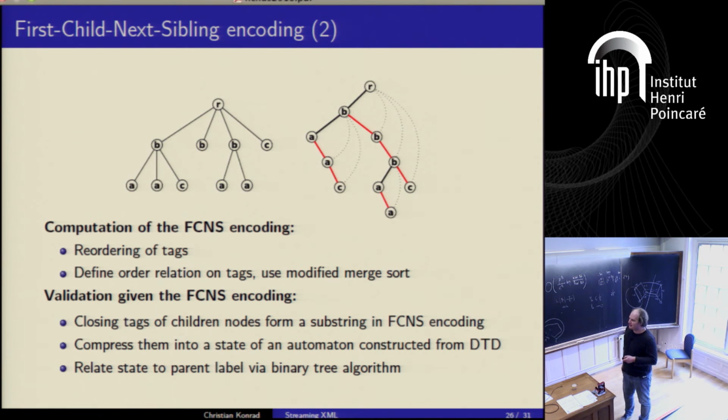So when we run our binary tree algorithm later, when we see the sequence of closing tags, we basically compress them into one state, and we only have to relate the state that we end up in to the parent node. So that is the key idea of this algorithm.